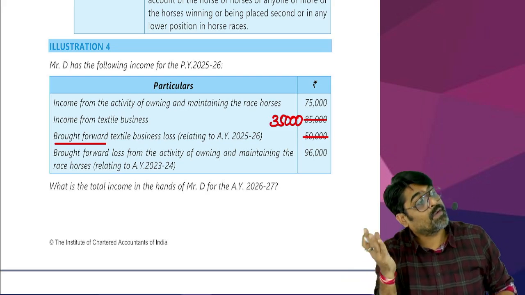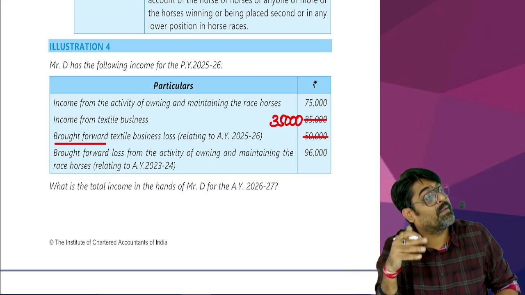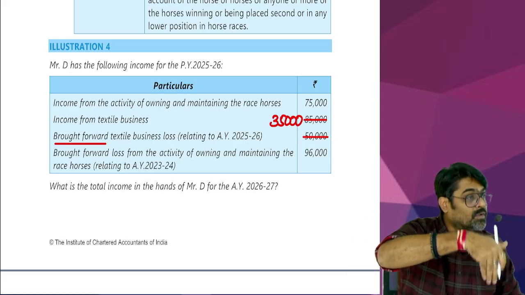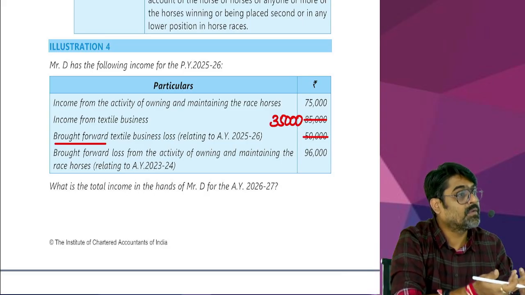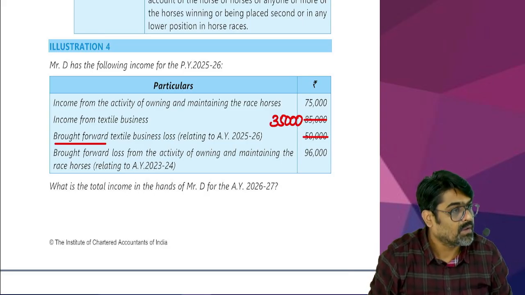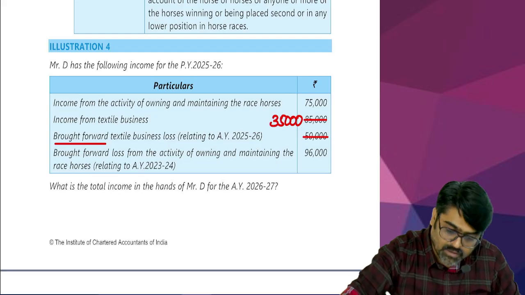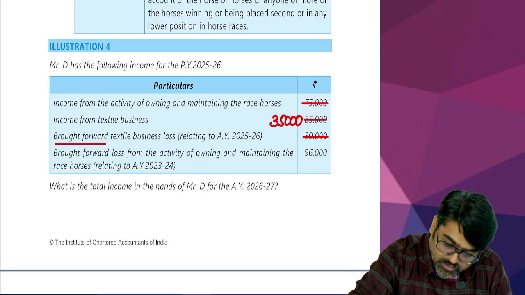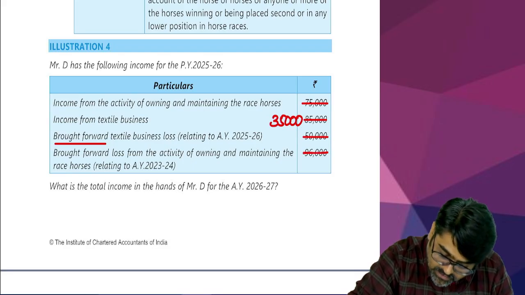So loss of any earlier year, from the activity of owning and maintaining a resource, brought forward in this year. So this year it will be set off against income of that same type of activity, no? Do you have that income? Yes. How much? Against that, the loss will be adjusted. So this income will be nil and the loss will still remain.